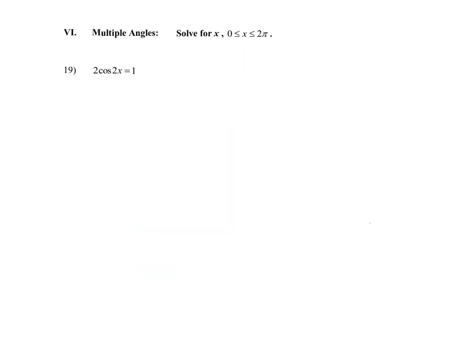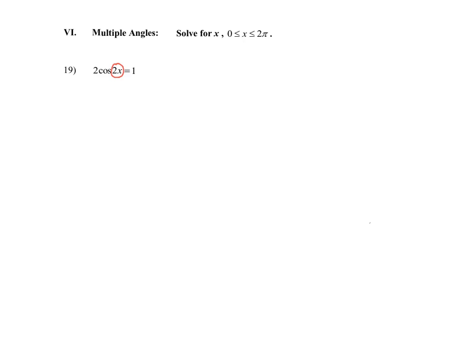Part 6, multiple angles. Solve for x. 0 is less than or equal to x, x is less than or equal to 2 pi. Looks like 2 pi is included in these directions. Number 19, 2 cosine of 2x equals 1. This is called a multiple angle problem because the angle is now represented by a 2x.